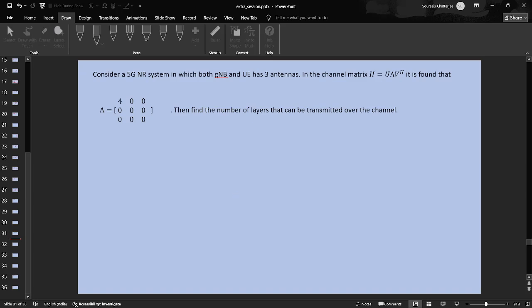What about this 3 cross 3 channel? It's not exactly a 3 cross 3 channel. It's a diagonal matrix that comes out to be 3 cross 3. So how about if this is the structure of SVD? What is the number of layers that can be transmitted over the channel? Only one. So you are allowed to transmit only one layer here.